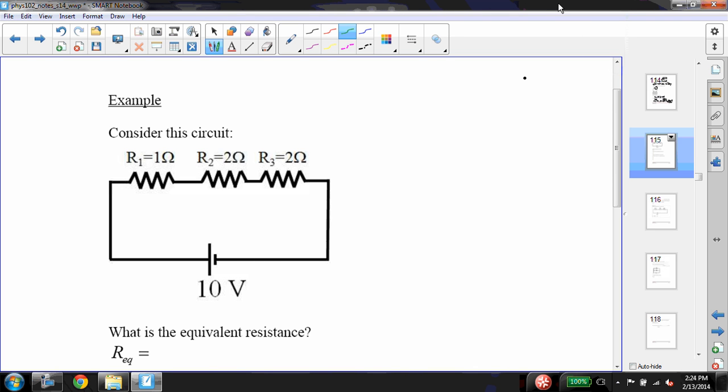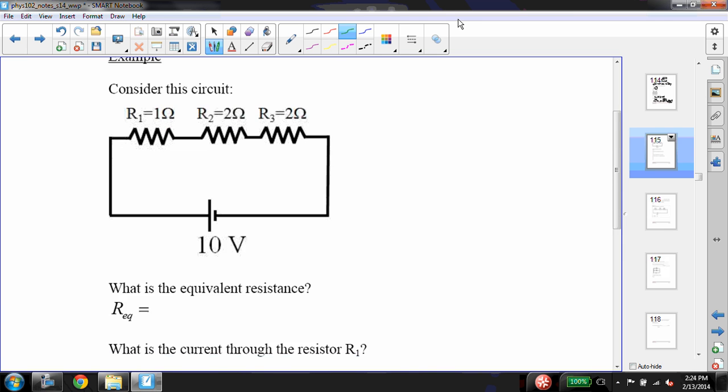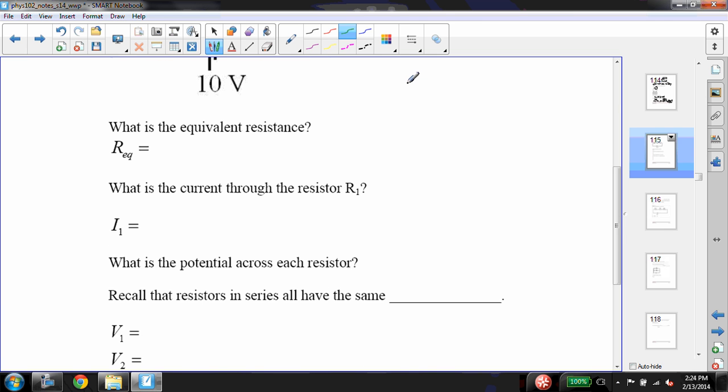All right, let's consider this circuit. I have a circuit, and I want to know a couple of different things about it. First, what is the equivalent resistance? What is the current through resistor R1? What is the potential across each resistor?